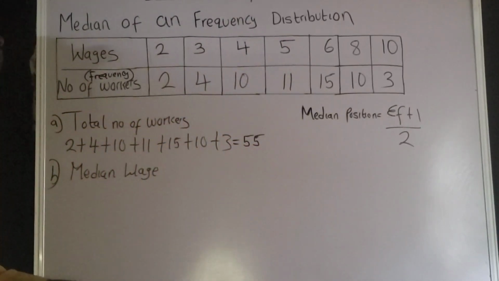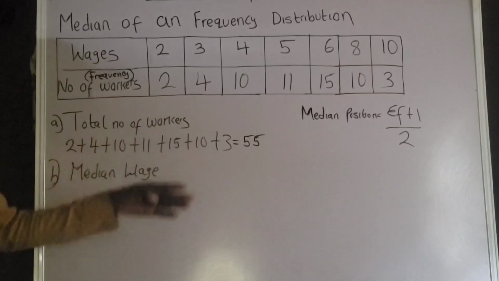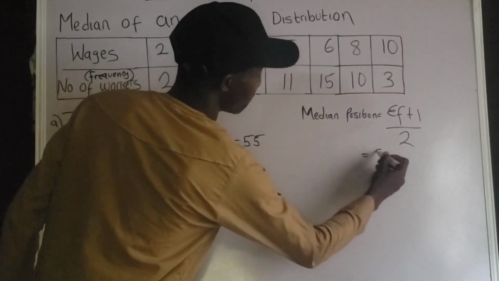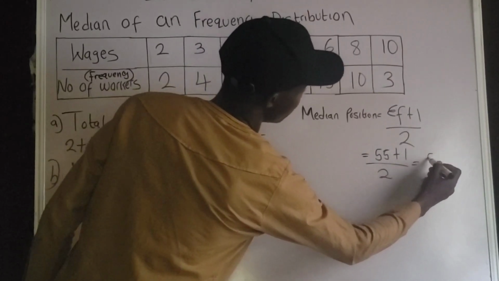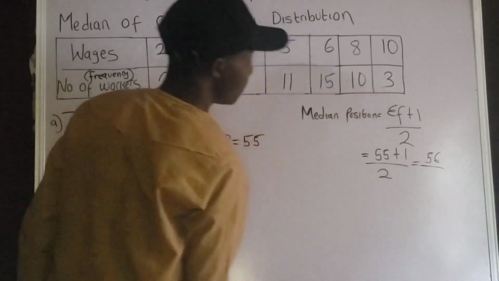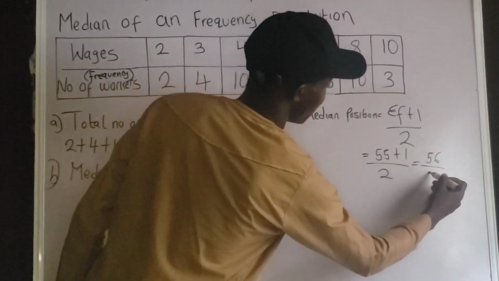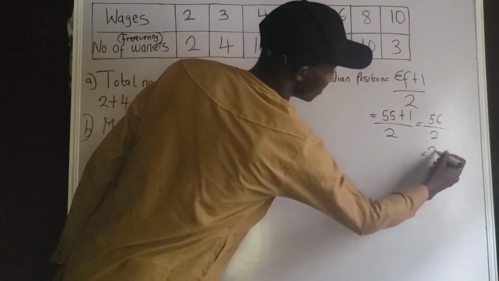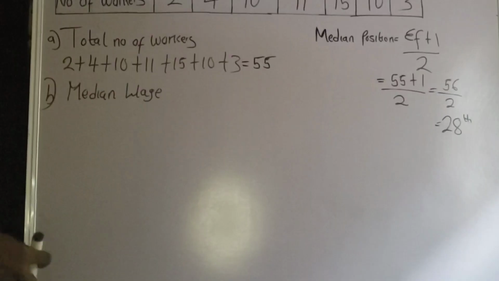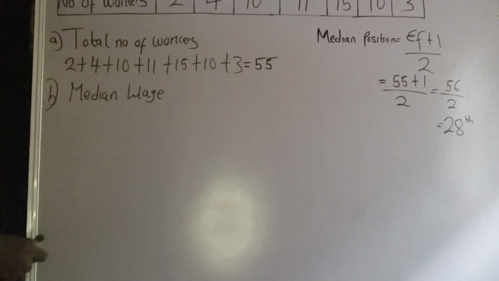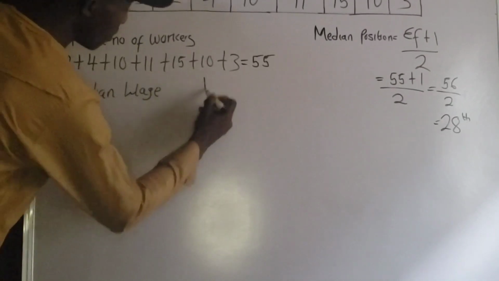Where summation f is the sum of all the numbers of workers. Are you getting it? So, I'm going to have 55 plus 1 over 2. That is 56. 56 divided by 2 is 28. So the position of the median class is what? 28.